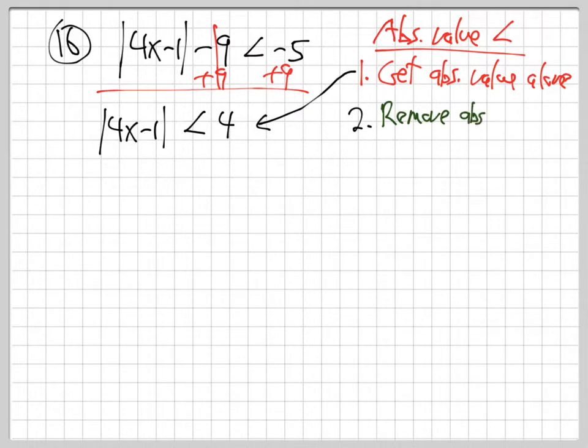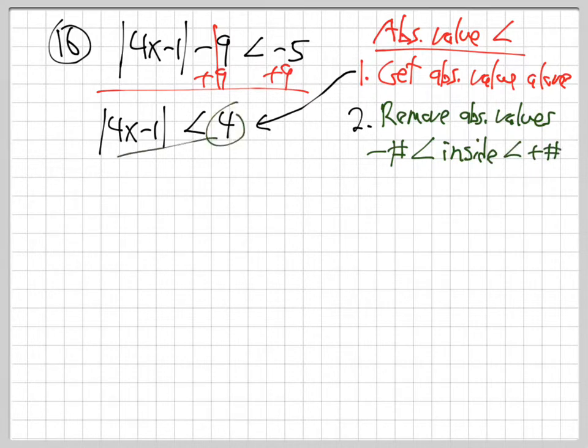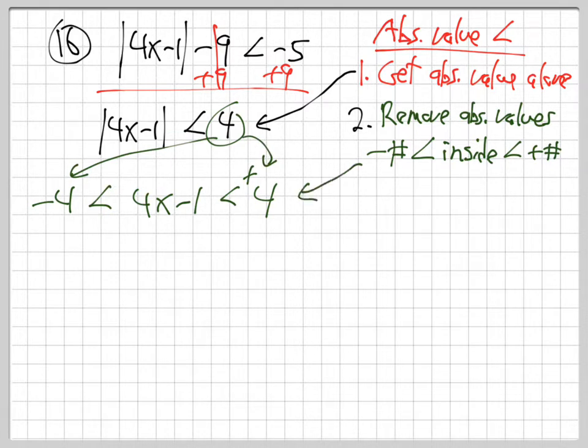Remove absolute values and put the negative number inside the positive number. So I take that 4 and I go over here and I go negative 4, put the less than, and the positive 4. So there's that step. It's good to put this on your 3x5 card for the exam.